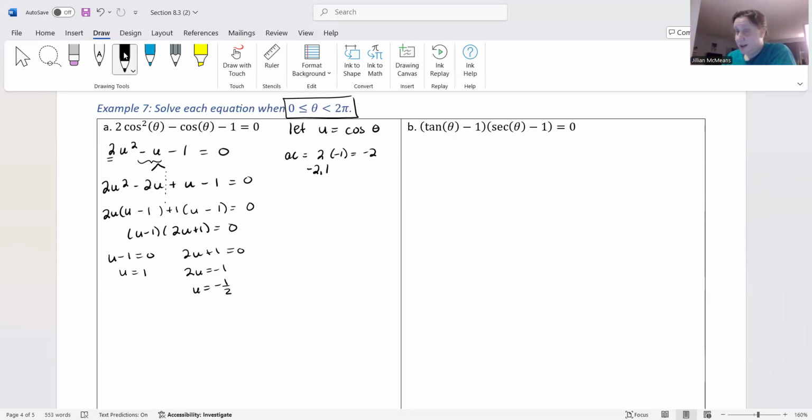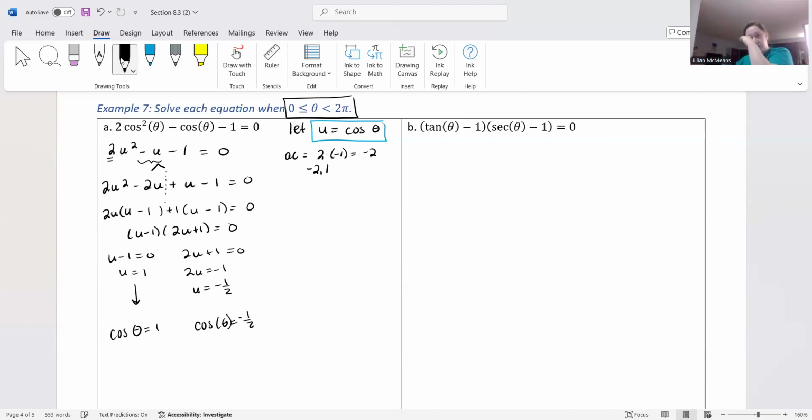And we're not done, okay? If we were in just a regular algebra class and we were solving this equation 2u squared minus u minus 1 equals 0, we would be done. But we're not done because this all started from a u substitution. Remember, we said that u was equal to cosine of theta. So each value of u we need to set equal to cosine of theta. So I'm going to say, okay, u, which is really cosine of theta, equals 1, and u, which is really cosine of theta, equals -1/2.